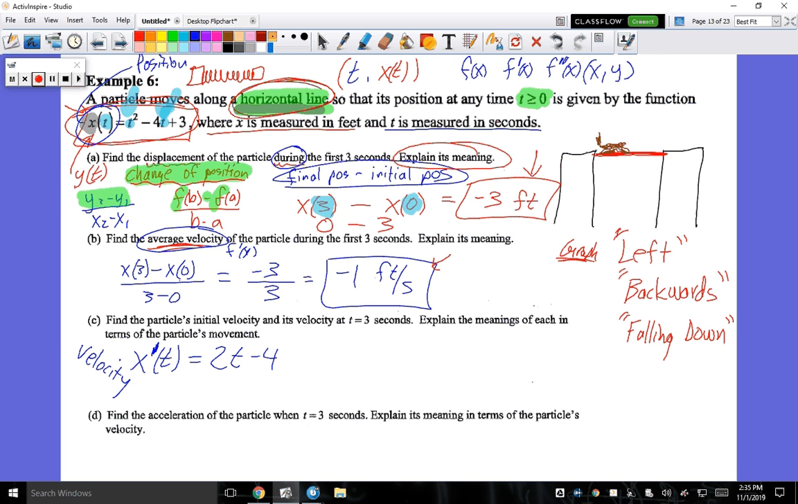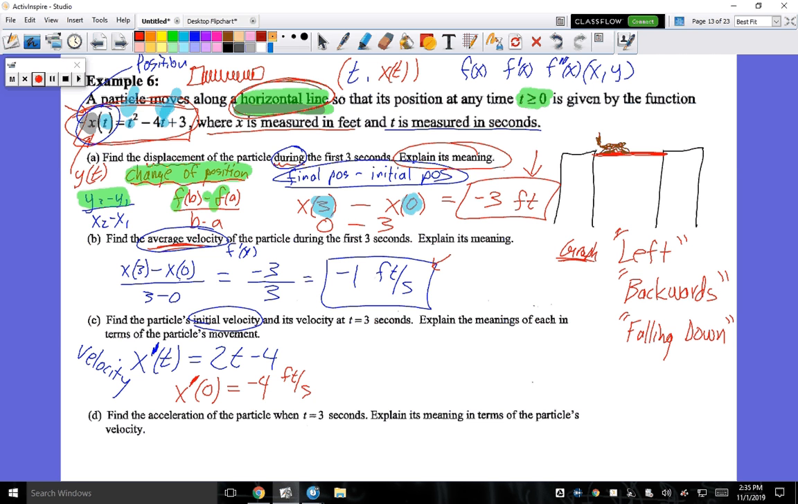All right. So find the initial velocity. What do I do with that? What does initial velocity mean? Plug in 0. x prime at 0. That's my initial velocity, because my initial time is 0. What do I get there? Negative 4. So negative 4 feet per second.